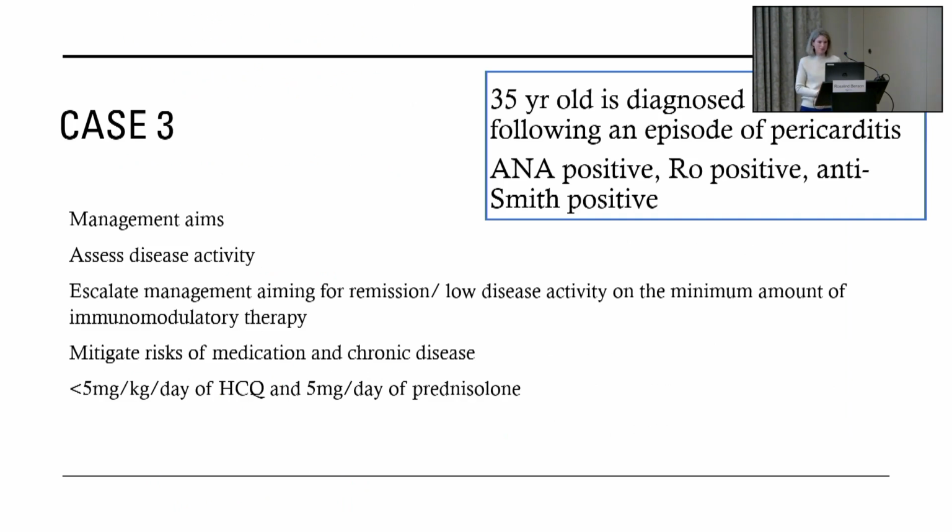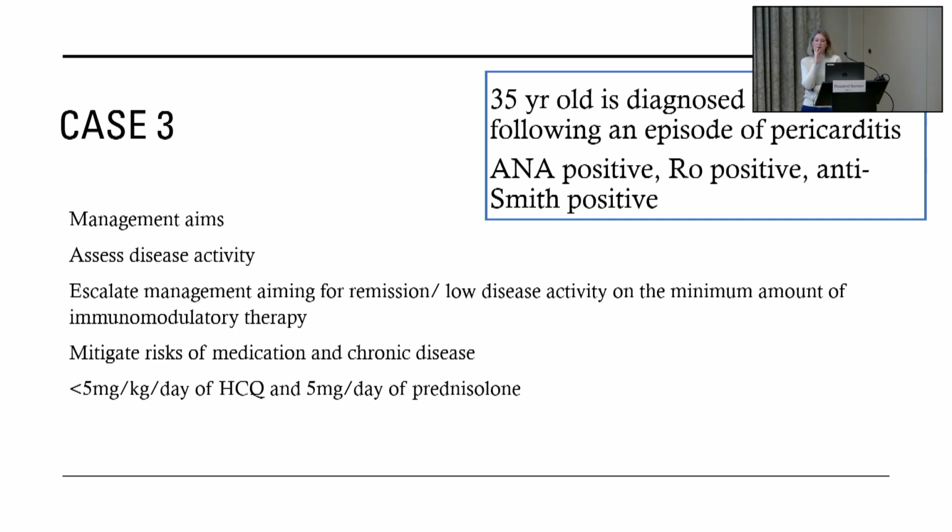I'm just conscious of time, I'm moving quite swiftly through it, but I've got one more case. Third lady, 35-year-old. Her background history is she's had lupus. She had an episode of pericarditis, an inpatient stay, and it led to this diagnosis. She was ANA positive, Ro positive, and anti-Smith positive.